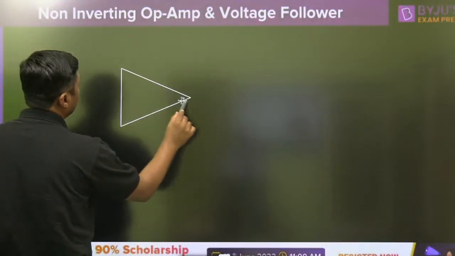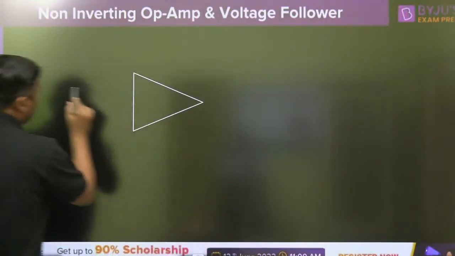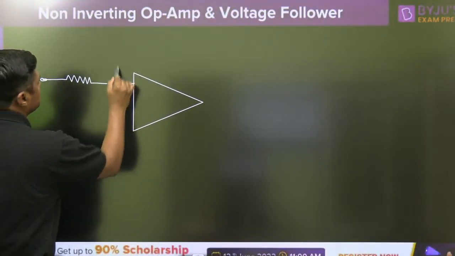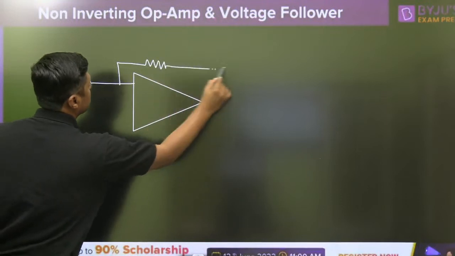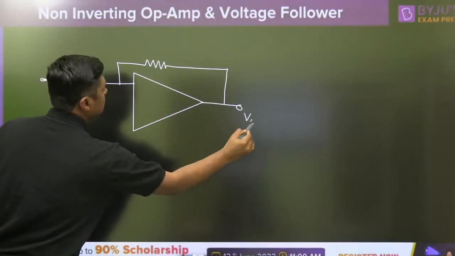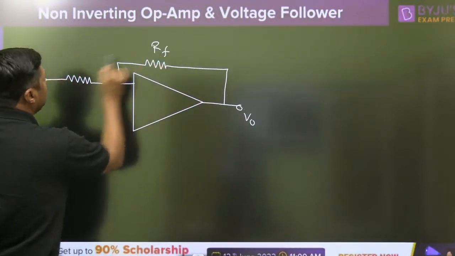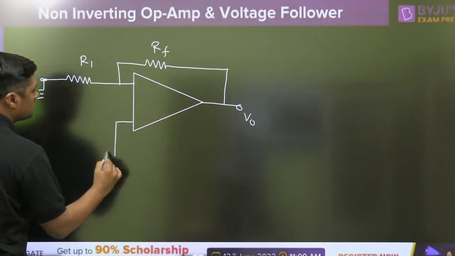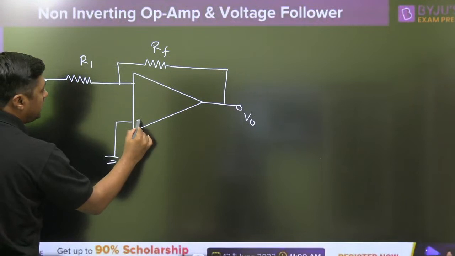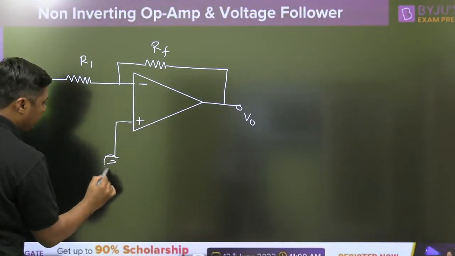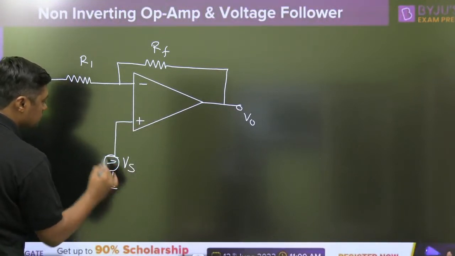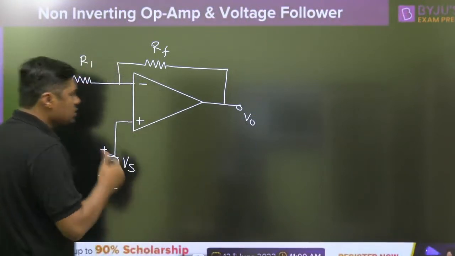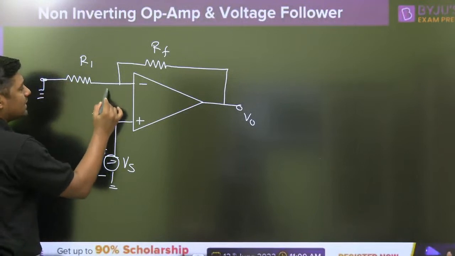Watch this carefully. Normally this is the negative feedback: this is RF, this is R1, which is connected to ground, and here this is the plus terminal. Here we are giving the input Vs, and that is called negative feedback.